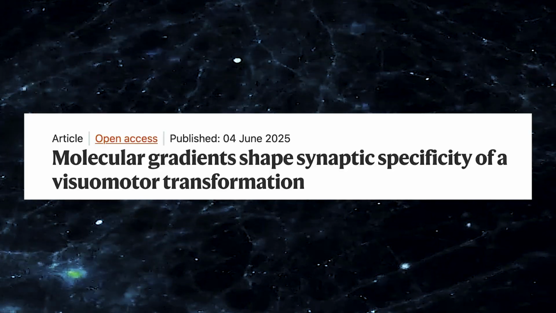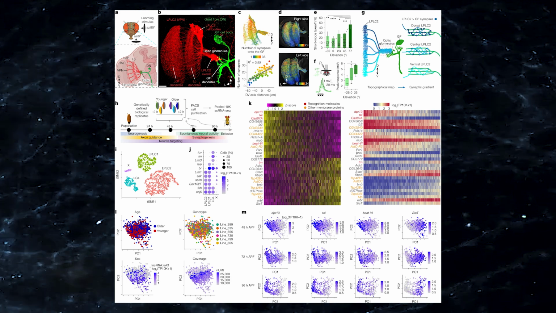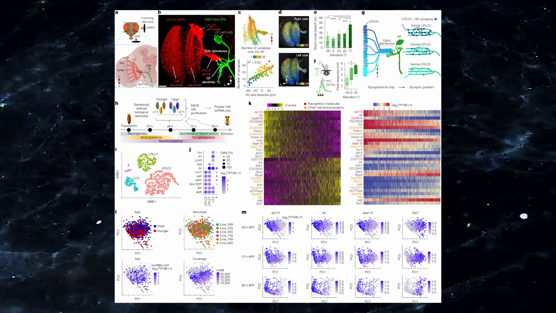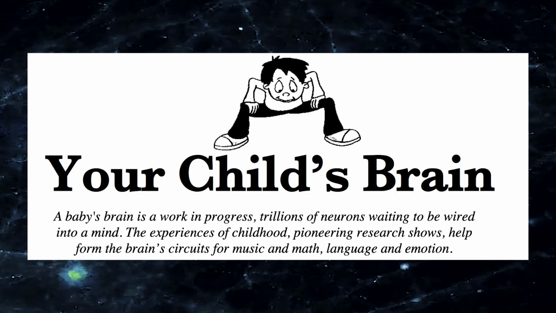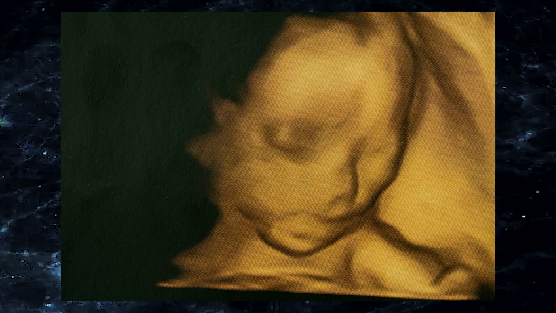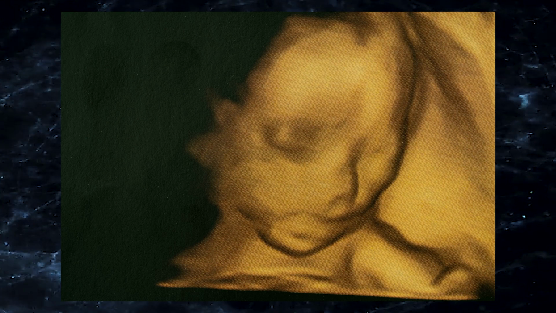These initial connections are shaped primarily by genetic instruction and molecular gradients. They don't depend much on experience yet. For example, a child is born with the basic wiring for vision and language, even if they haven't yet seen words or heard speech clearly.